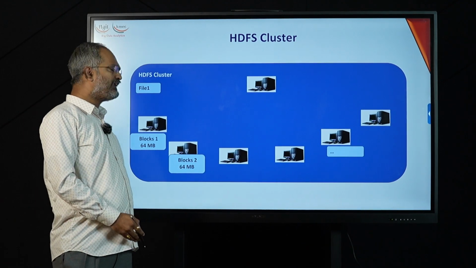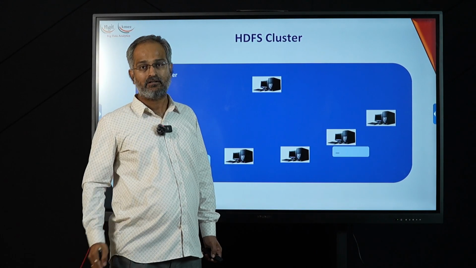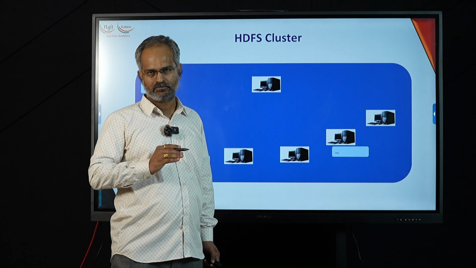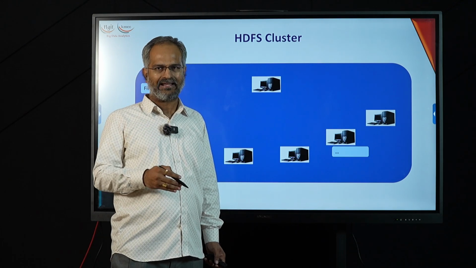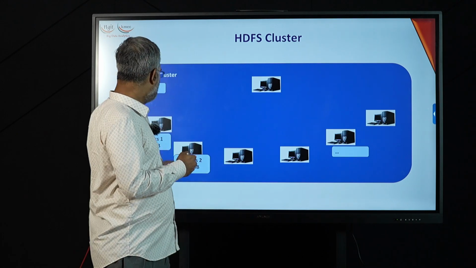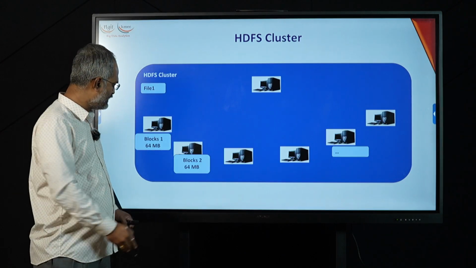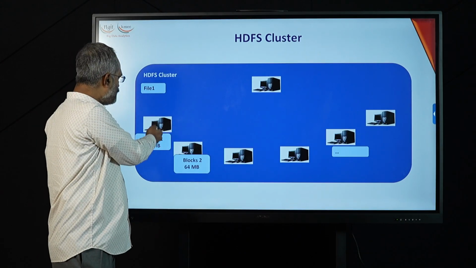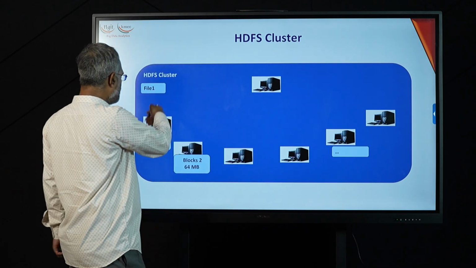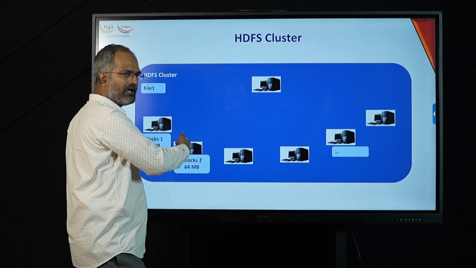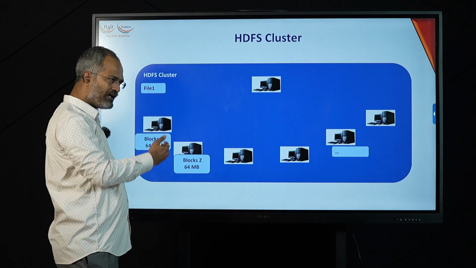Generally the block size was 64 MB in the standard format of the old versions of Hadoop. But in the latest versions, from Hadoop 2.x onwards, the block size was changed to 128 MB instead of 64 MB. So each block will be 128 MB, the file will be divided into 128 MB blocks, and the blocks will be stored over the machines in a cluster.